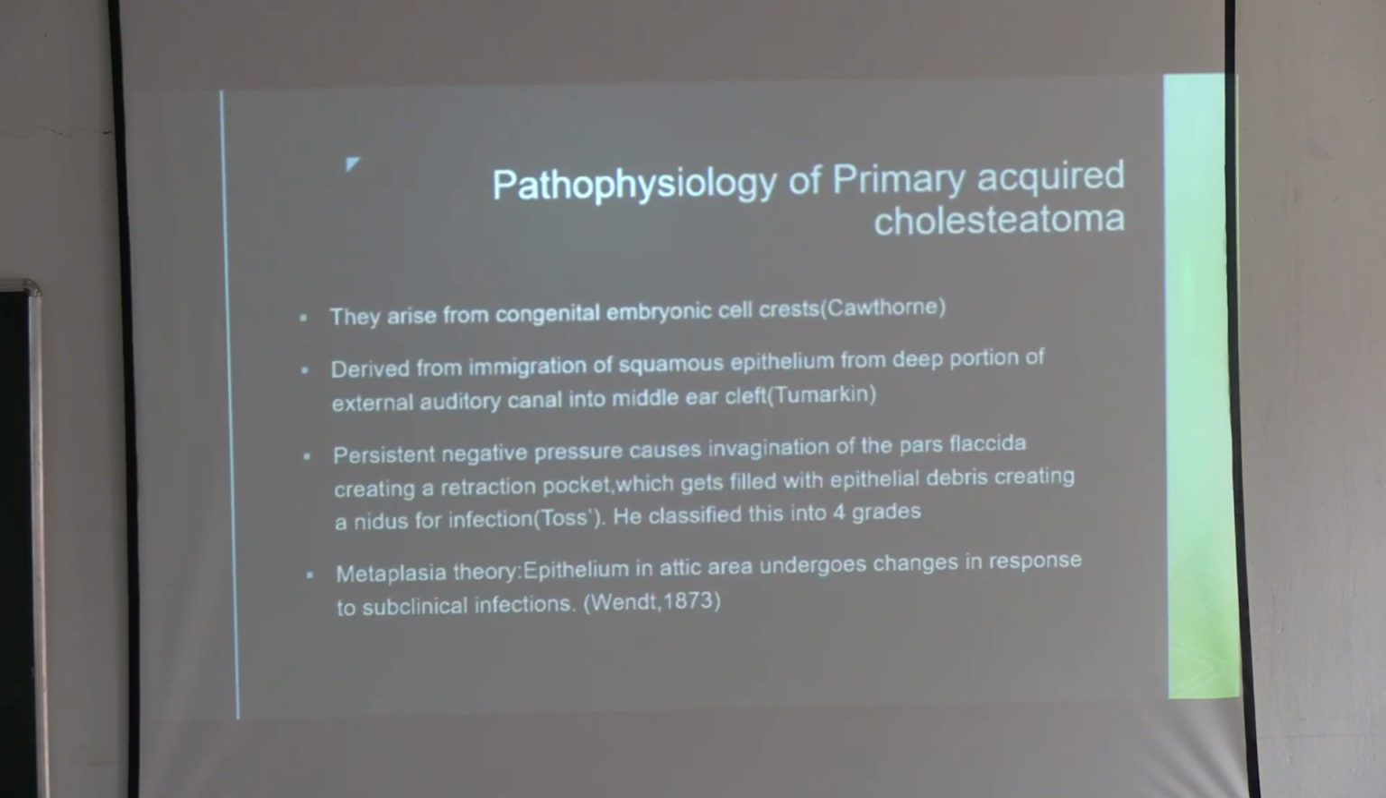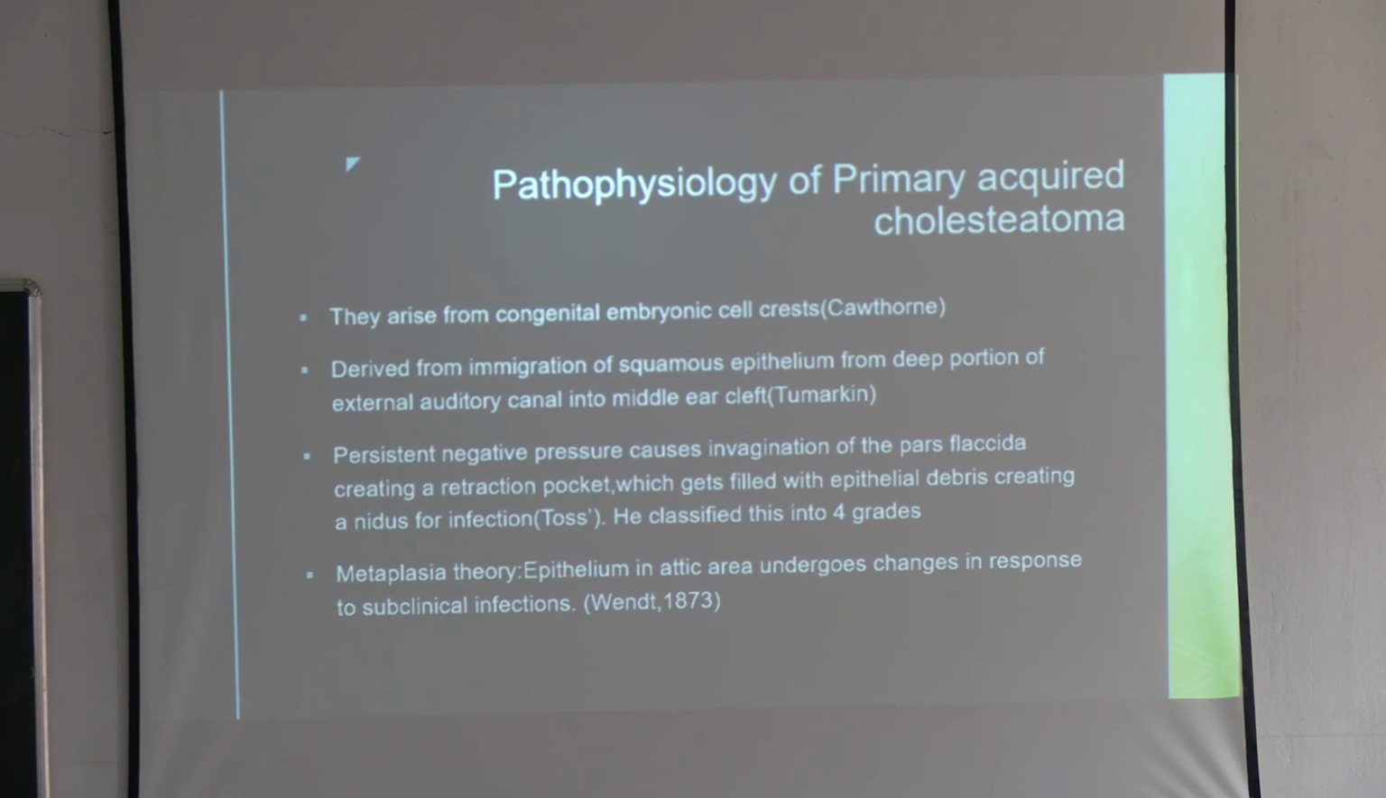Now, pathophysiology of primary acquired cholesteatoma. What is primary acquired cholesteatoma? They arise from congenital embryonic cell rest, Cawthorne's theory. Derived from immigration of squamous epithelium from the deep portion of the external auditory canal into the middle ear cleft, Tumarkin theory.